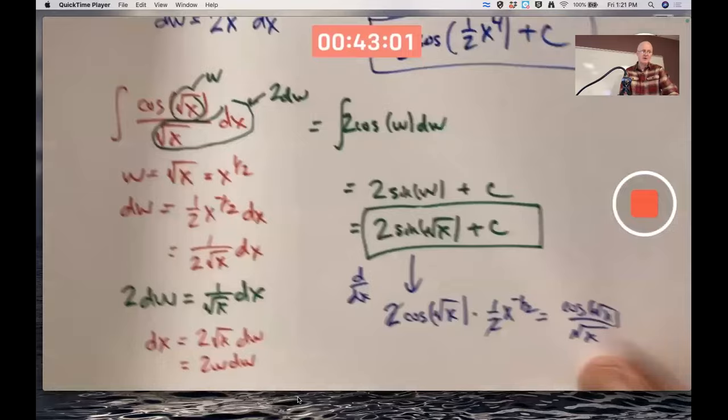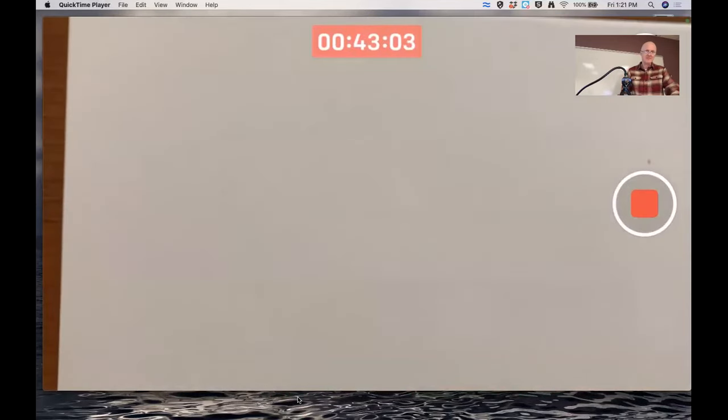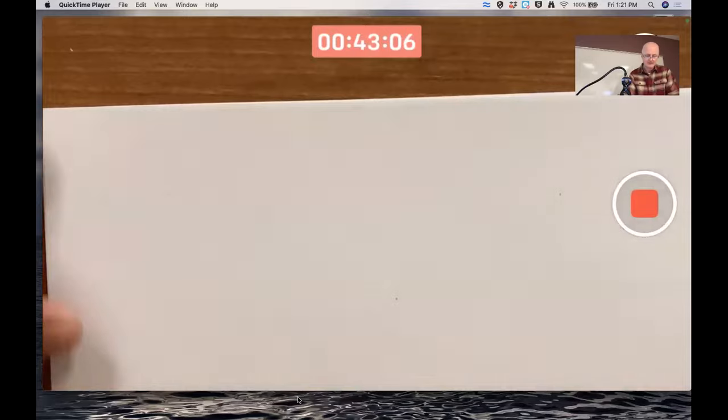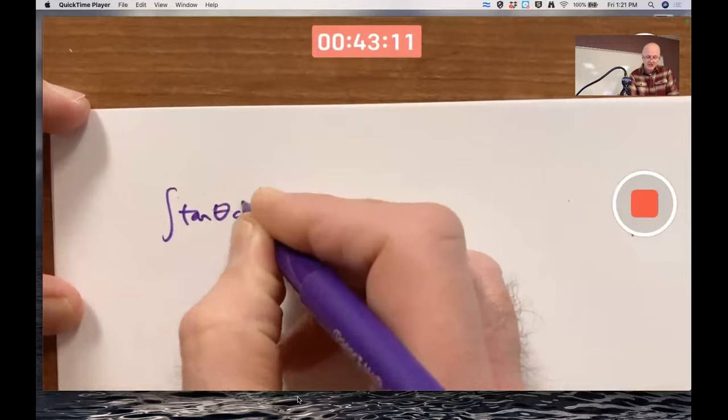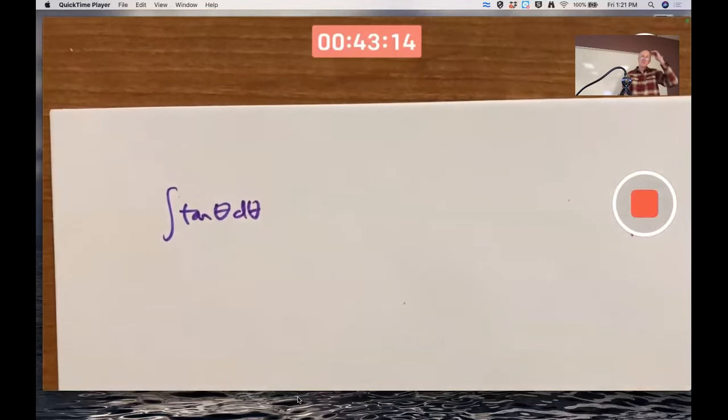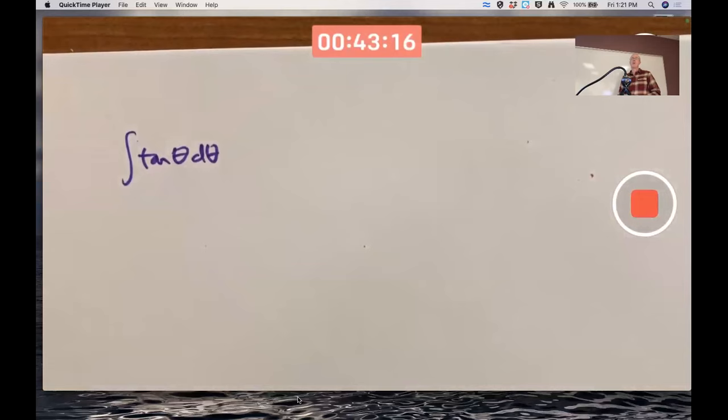Let's go on to yet harder problems. How about the integral of tangent theta d theta? Secant squared, is that the answer? No, it's not. The derivative of tangent theta is secant squared theta, not the antiderivative.